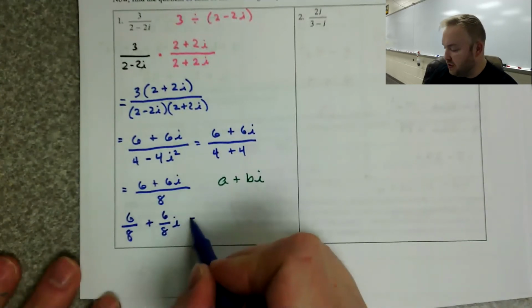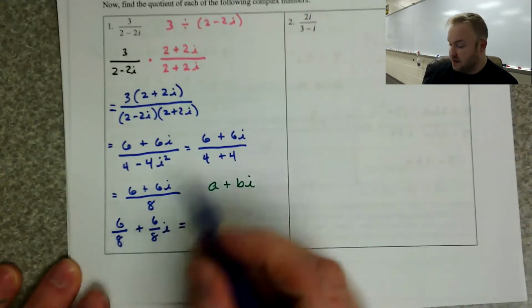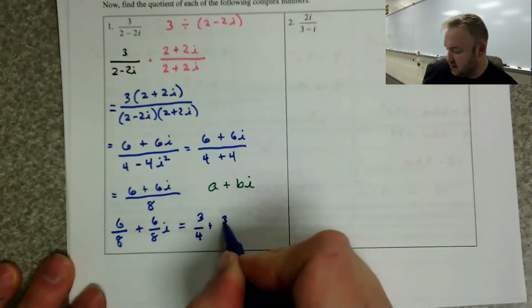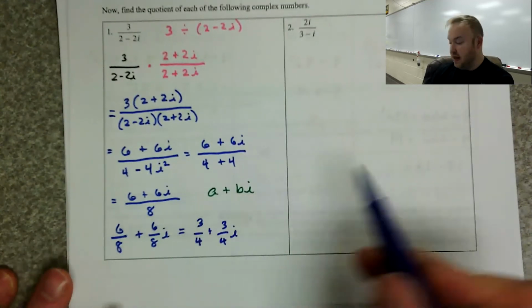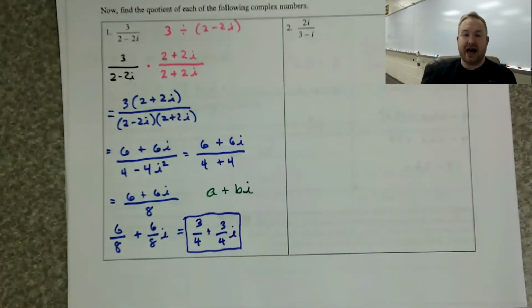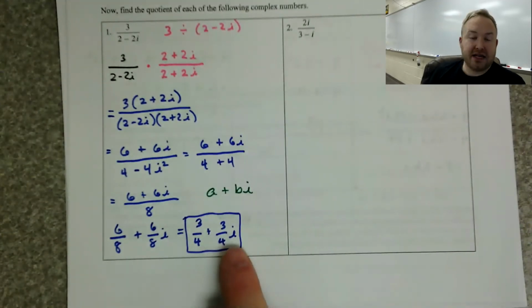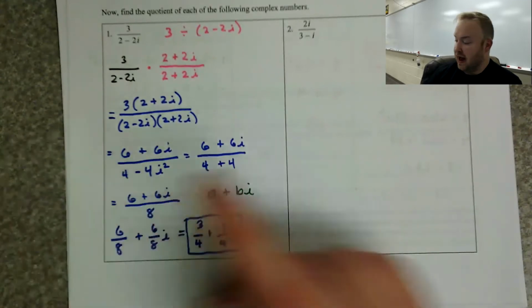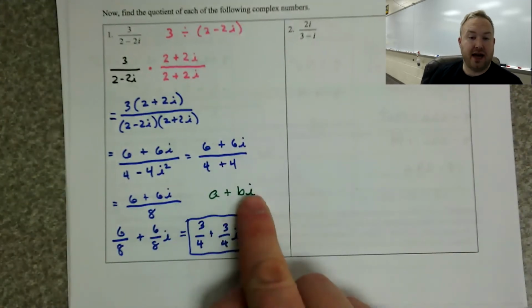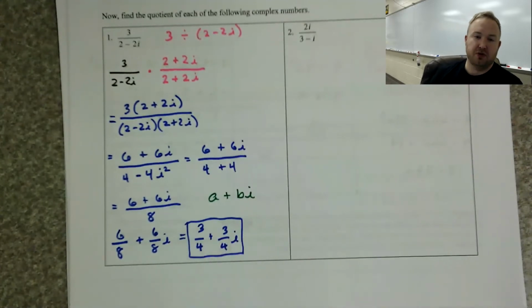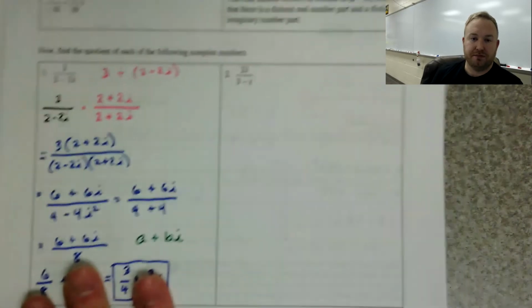And now all we have to do is simplify our fractions. 6/8 is 3/4, and then this 6/8 is 3/4. And so our final answer is 3/4 plus 3/4 i. Now if you want to ask, can I write this as 3i over 4? Yeah, you can, but I'd rather you didn't. I'd rather you write it as a coefficient times i, 3/4 times i, as opposed to 3i over 4.